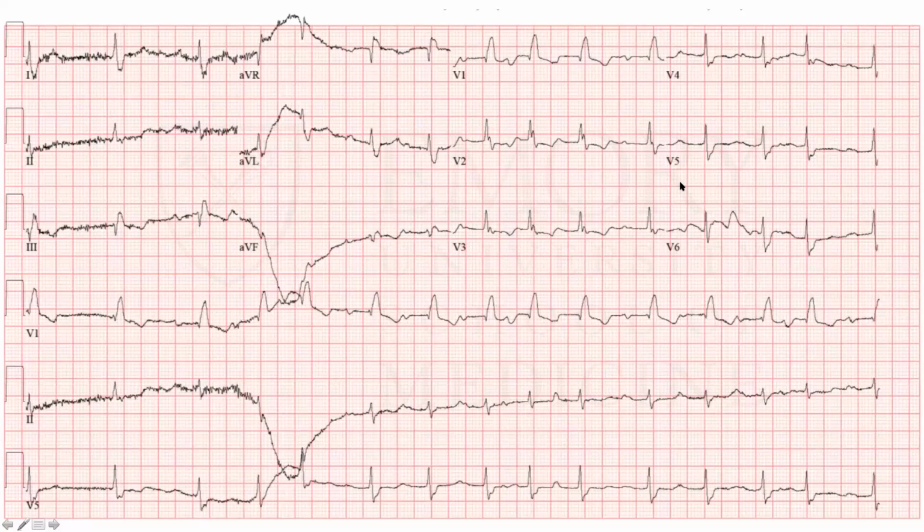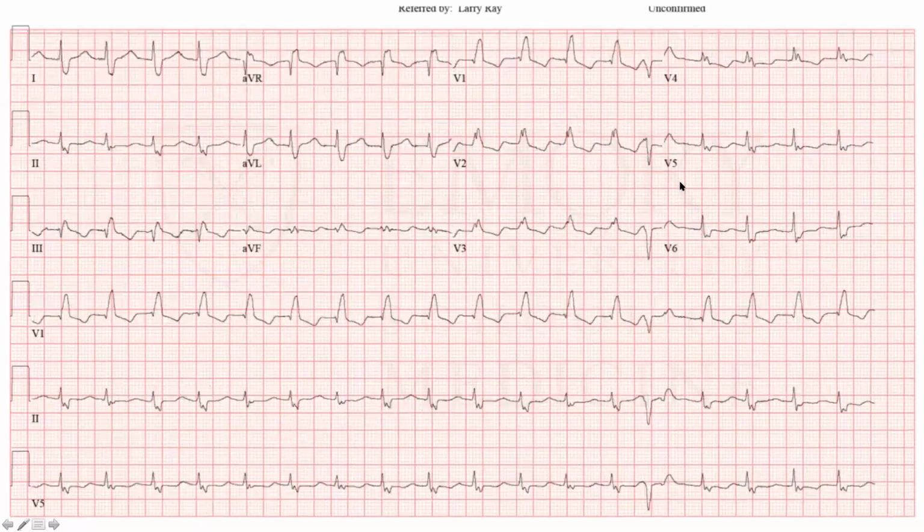So this is a guy who has what I think is AVNRT. We're actually going to bring him to the lab today. Sometimes it's not clear, but you have to be really careful about labeling things sinus tachycardia if you're not really seeing what's going on.